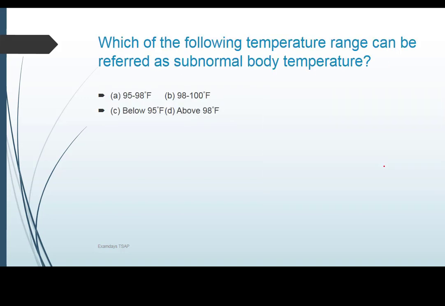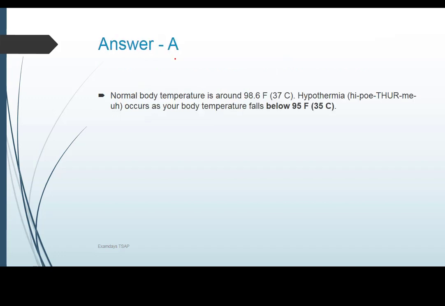Next question. Which of the following temperature ranges can be referred to as a subnormal body temperature? Your options: A, 95 to 98 Fahrenheit; B, 98 to 100 Fahrenheit; C, below 95 degrees Fahrenheit; D, above 98 degrees Fahrenheit. The correct answer is 95 to 98 Fahrenheit. The normal body temperature is around 98.6 degrees Fahrenheit, which is 37 degrees Celsius. Hypothermia is defined by body temperature of 95 degrees Fahrenheit, which is 35 degrees Celsius.